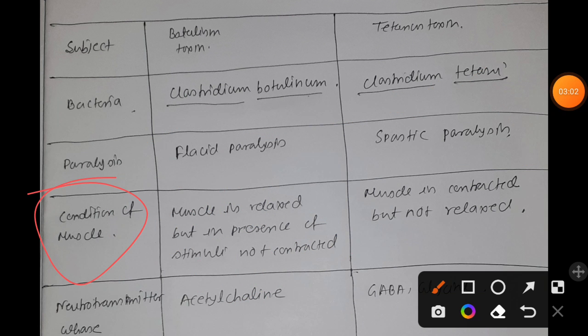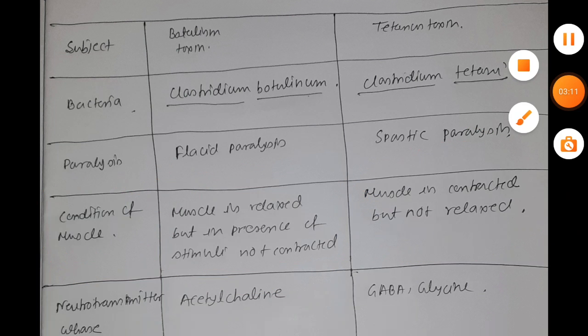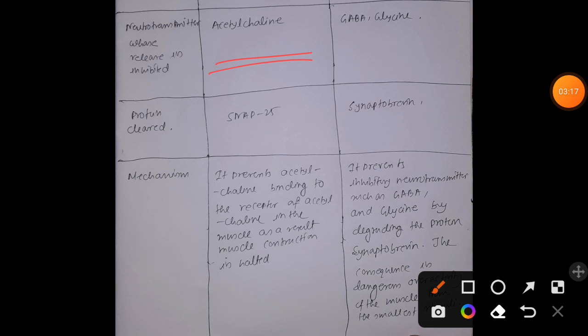For the condition of the muscles, I hope you can write this down: in botulism the muscle will be relaxed but not contracted in the presence of stimuli, while in tetanus the muscle is contracted but not relaxed. The neurotransmitter whose release is inhibited is acetylcholine in the case of botulism toxin, and in the case of tetanus, GABA and glycine.